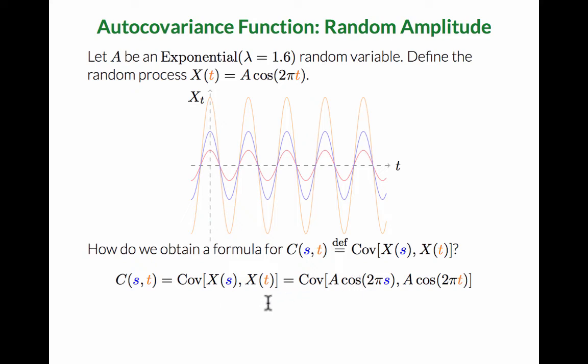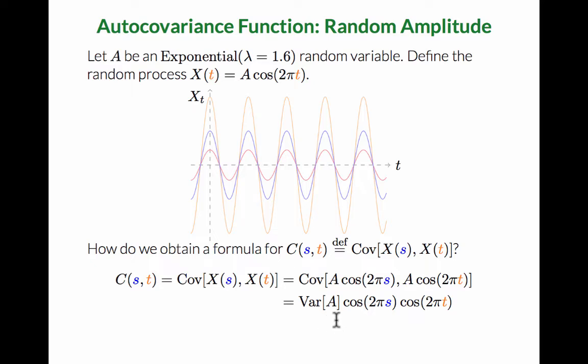First, let's write out the definition of this process. So X at time s is just A times cosine of 2 pi s. X at time t is A times cosine of 2 pi t. Now remember that s and t are just placeholders to be named later. Once we plug in numbers for s and t, cosine of 2 pi s and cosine of 2 pi t will just be constants. So we can pull them outside the covariance, and we're just left with the covariance of A with itself, which is the variance of A. We know that the variance of this exponential distribution is 1 over lambda squared, so it's 1 over 1.6 squared, and we have our autocovariance function.